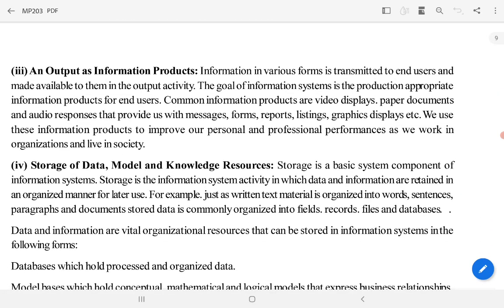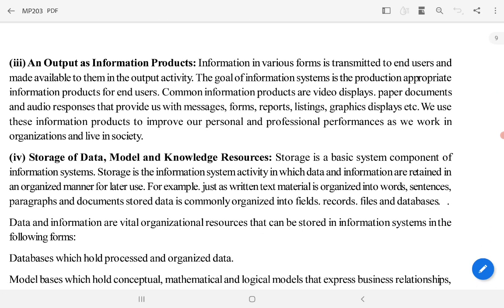Third one is output as an information product. Information in various forms is transmitted to end users and made available to them in the form of output. Outputs are generally in the form of text-based outputs or reports, or in the form of graphics. The goal of an information system is the production of appropriate information products for end users, generally generated as output in the form of graphics or tabular reports.